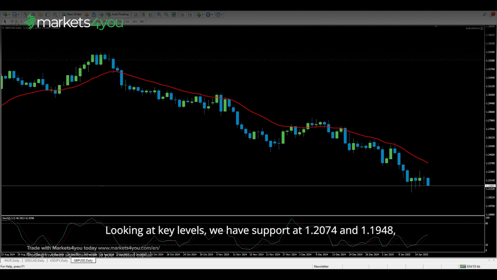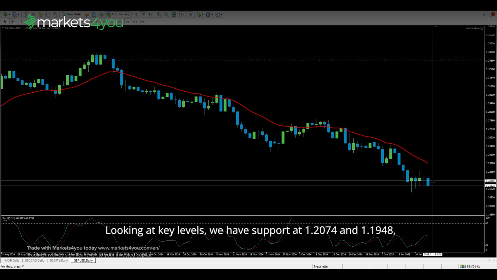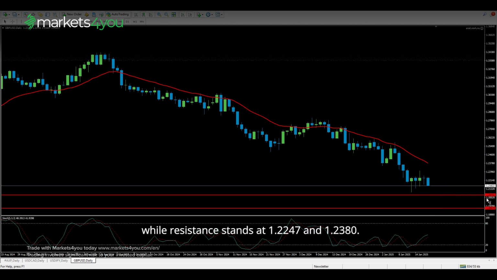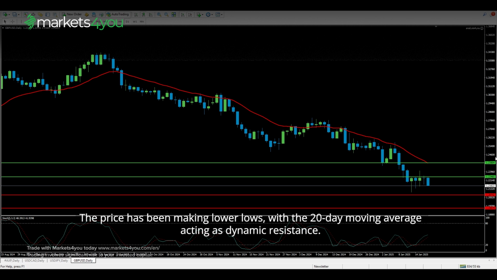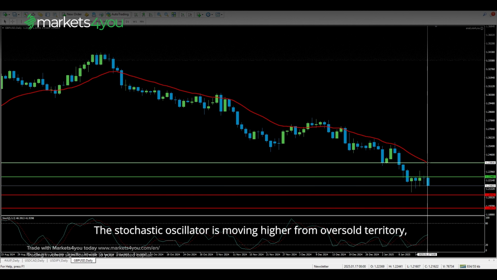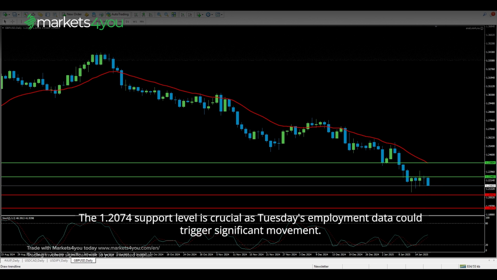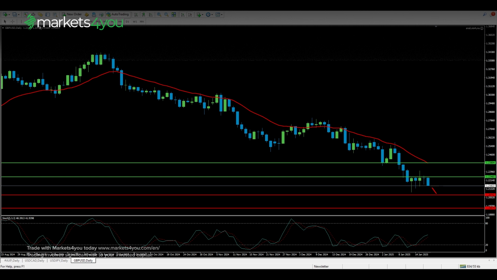Looking at key levels, we have support at 1.2074 and 1.1948, while resistance stands at 1.2247 and 1.2380. The price has been making lower lows, with the 20-day moving average acting as dynamic resistance. The stochastic oscillator is moving higher from oversold territory, suggesting we might see a potential bounce. The 1.2074 support level is crucial as Tuesday's employment data could trigger significant movement.